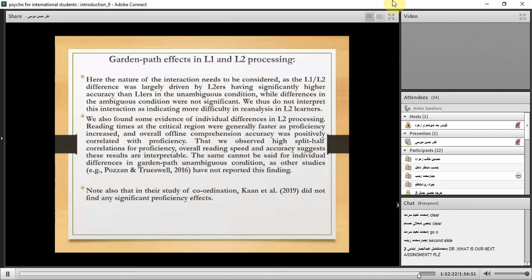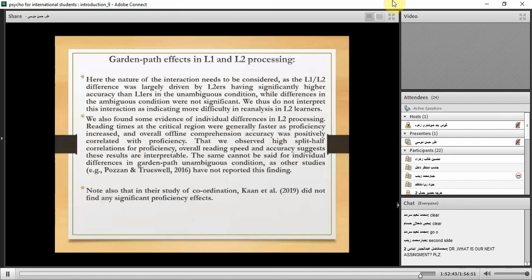We also do not draw any strong conclusion about why the L1 speakers were less accurate than L2 in the ambiguous condition, as other studies have not reported this finding. We note how this limits our interpretation of the group by ambiguity interaction.